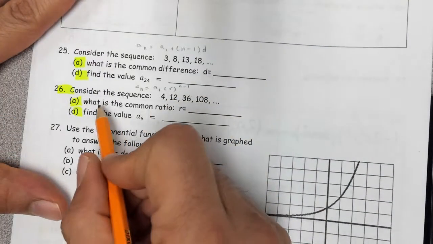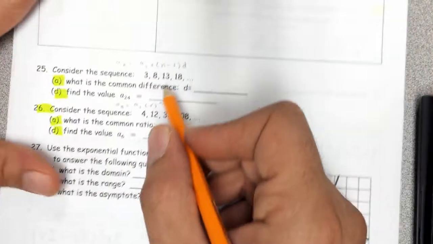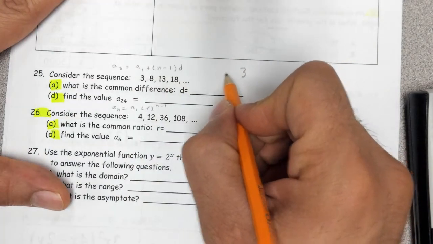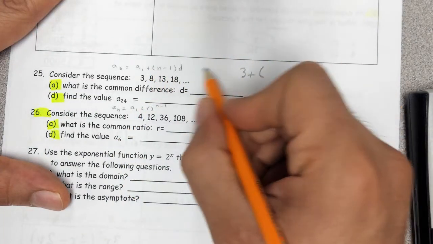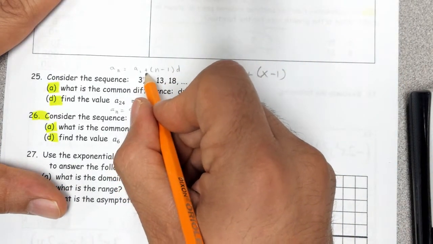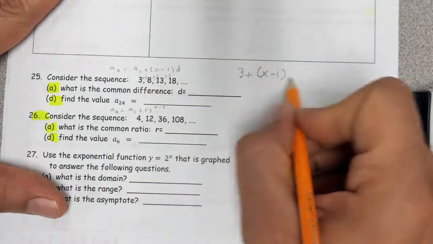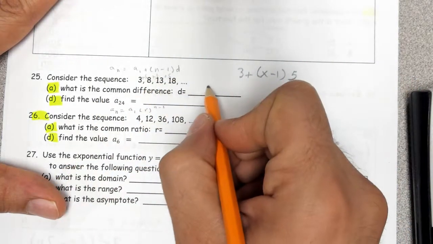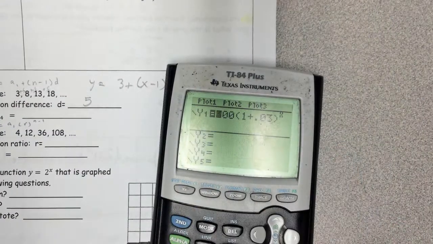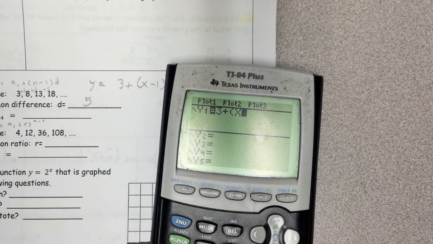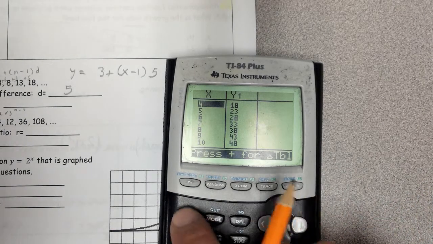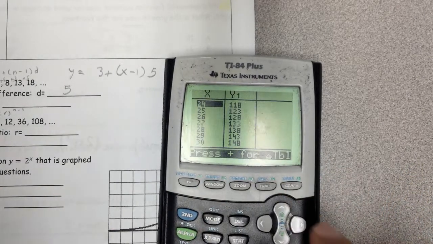What is the common difference? What is the common ratio? For those who need these formulas right here, remember A1 is the first term. The first term there is 3. Plus sign is plus sign. The calculator doesn't like n, it likes x. And D is the difference. From 3 to 8, you're adding 5. You're adding 5. You're adding 5, so the difference is 5. Common difference is 5. Here we have our y equals. And the answer at 24 is 118.